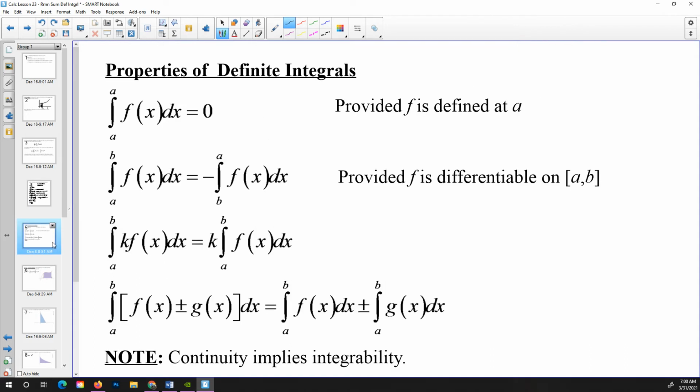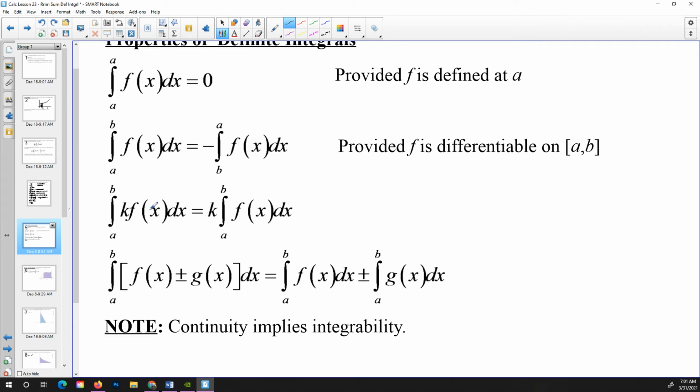Some properties of definite integrals. If you have a definite integral from a to a, the definite integral will be 0. If you have a definite integral from a to b, it will be the negative of the integral from b to a. If you have a constant times a function, you can bring the constant out front. And if you have the sum or difference of two separate functions, then it will be the sum or difference of the integrals. Note, continuity implies integrability. So if it is a continuous function, you can integrate it.